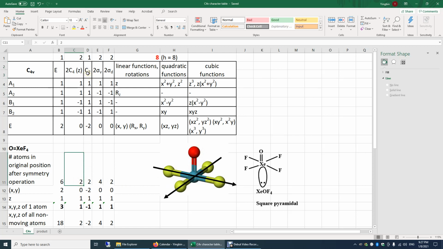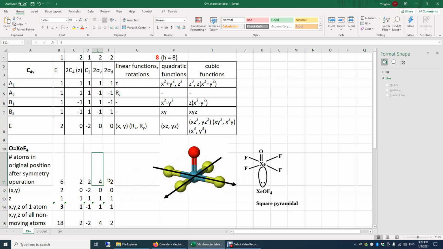What about the C2 symmetry operation? Again, 2 atoms. The oxygen and xenon will remain in their original positions. What about sigma v's? There are two symmetry planes that are sigma v's. One of them is this, that contains 4 atoms. So after this corresponding symmetry operation, these 4 atoms remain in their original positions. So you put 4 here.